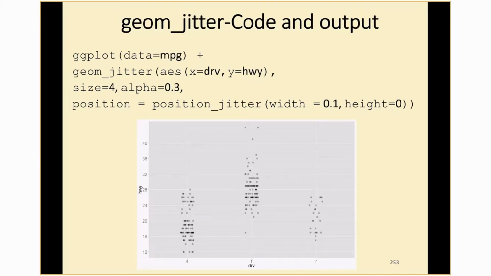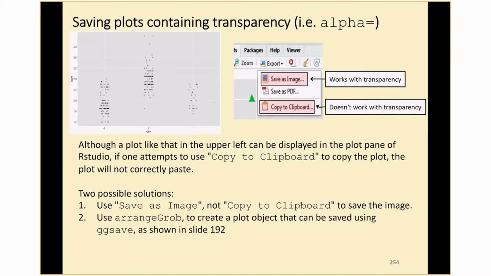So here's just some output. Data frame mpg, drive on the x-axis, highway mileage on the y-axis. There's my position statement. As always, height is equal to 0 because I don't want any variability inserted in this direction. And these other three things, size, alpha, and width, I just played around with on a trial and error basis and got something that I thought looked reasonable.